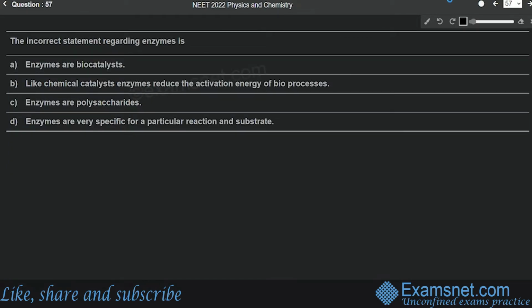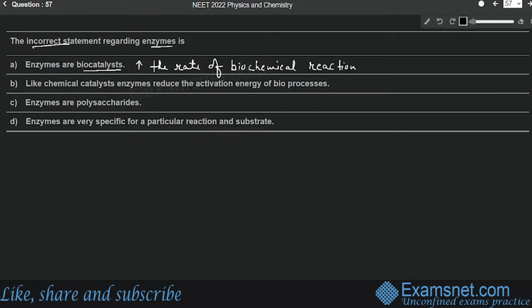Now question number 57 is from the chapter Chemistry in Everyday Life, and here we have to find the incorrect statement regarding the enzymes. Okay, so the first statement is enzymes are biocatalysts. So what do you mean by catalysts? These are the substances which enhance the rate of reactions. Okay, so enzymes are biocatalysts because they enhance the rate of biochemical reactions. That means the reactions going on inside our body, right? Now, so this is the correct statement.